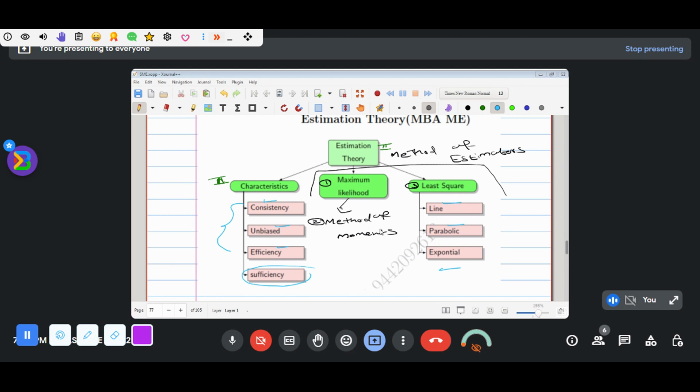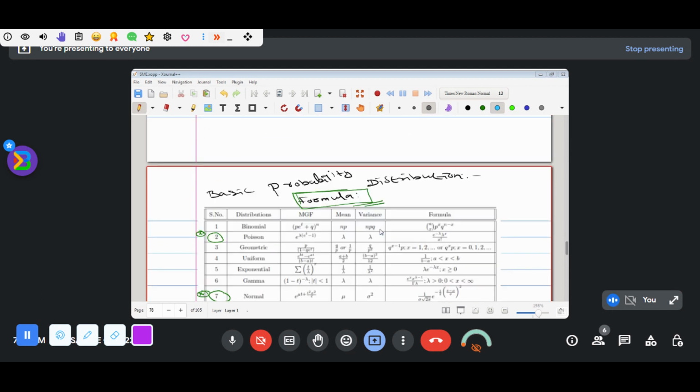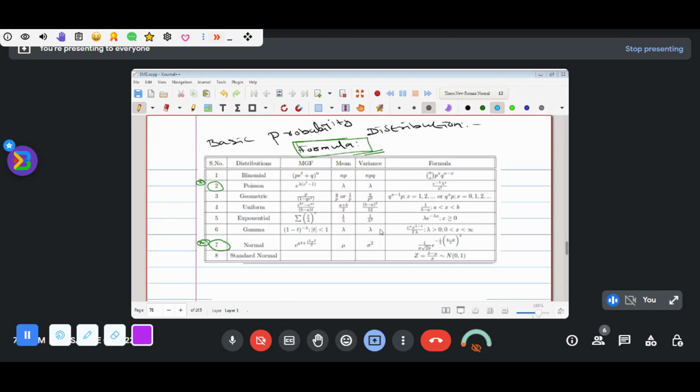So we move to the basic concept of definition: what is consistency. Before that, what are the basic formulas? Because we use these formulas in this unit, the basic probability distribution formulas. At least you should study the normal distribution and Poisson distribution. The exponential distribution and uniform distribution are also there, but the very important ones to study are the Poisson distribution and the normal distribution.